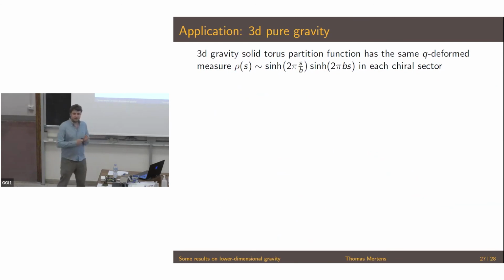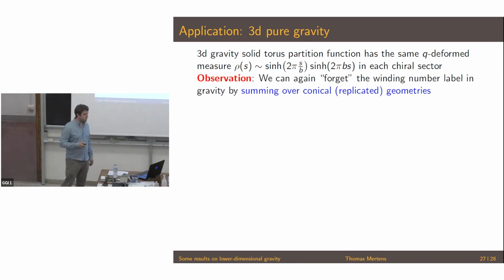And the last thing that I want to mention here, my last application, is a short comment about 3D pure gravity. So in 3D pure gravity, the analog of the disk diagram is a solid torus amplitude, the solid torus partition function. And it has, again, some sort of spectral density in there, which is precisely the same Q deformed measure that I had on the previous slide. So this sinh times sinh in each of the two chiral sectors. And I can again make the same observation that I did for JT gravity. We can try to forget the winding number label that appeared in the gravity language by summing over it and making contact with the group theory measure again.